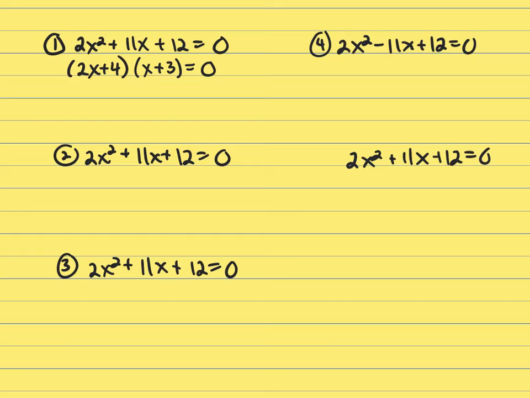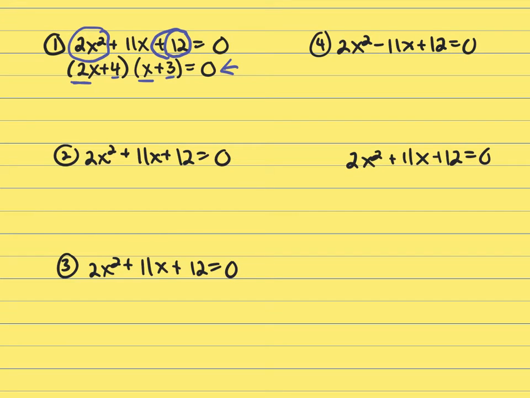Now, to check this factoring, to see if it's correct, you multiply 2x times x, and that gives you 2x squared, which is what you have here. And 4 times 3 gives you positive 12. So that's right. But what's not correct is your middle term. Your middle term is 11x.